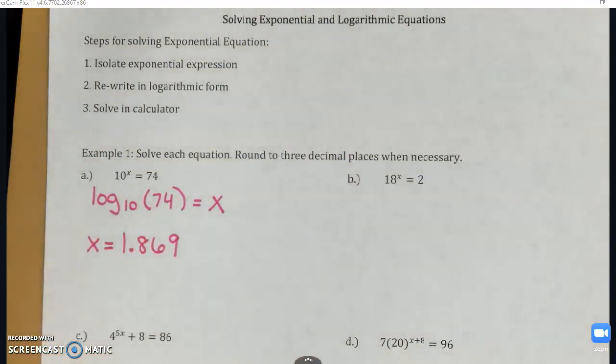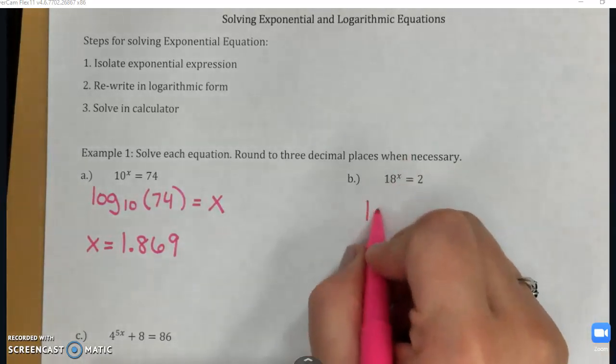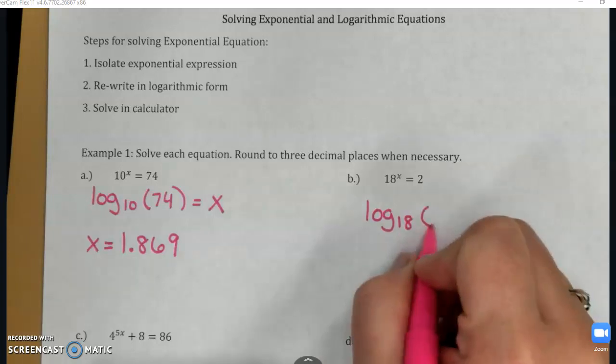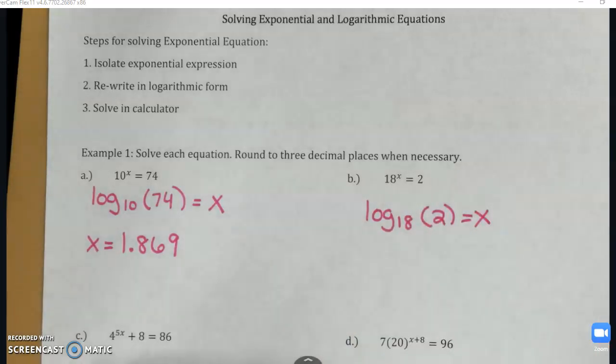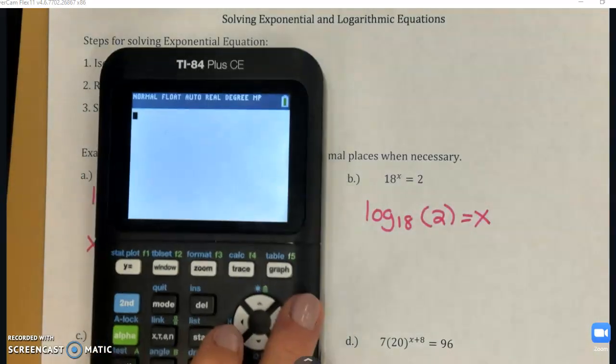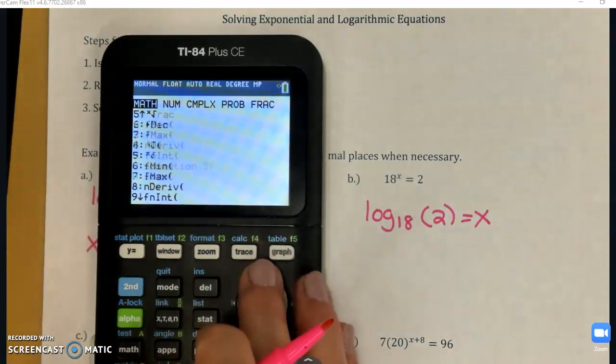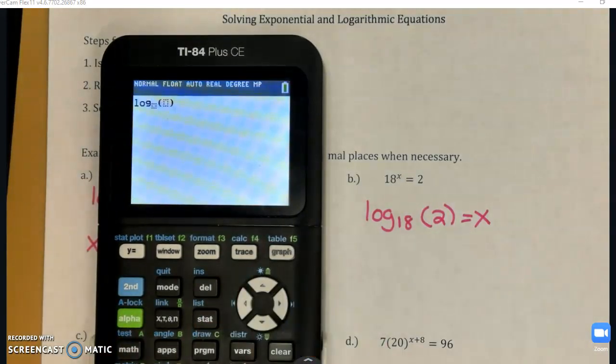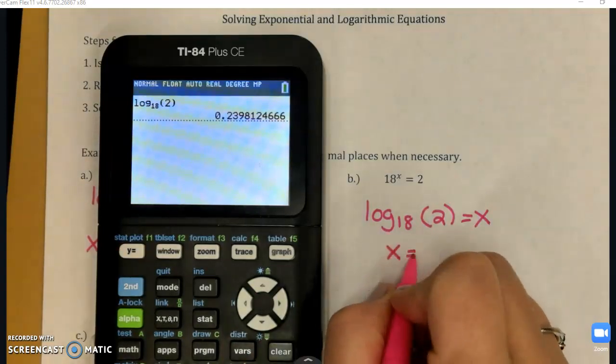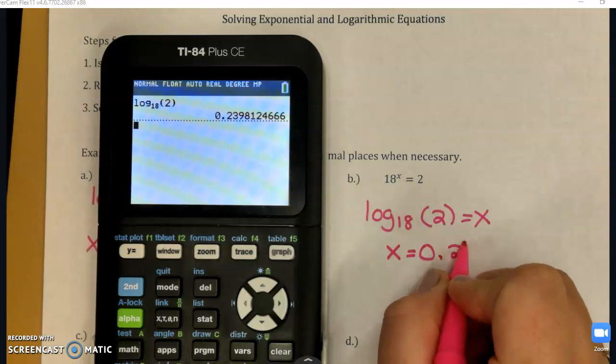Let's look at B. Again, my exponential expression's by itself, so I can go straight to writing this as a log. This is going to be log base 18 of 2 equals x. And now I have a base that's not 10, so this is where I'm going to use my math alpha A and type in log base 18 of 2. And x for part B is 0.240.